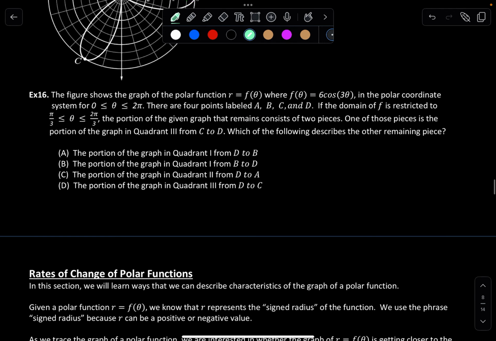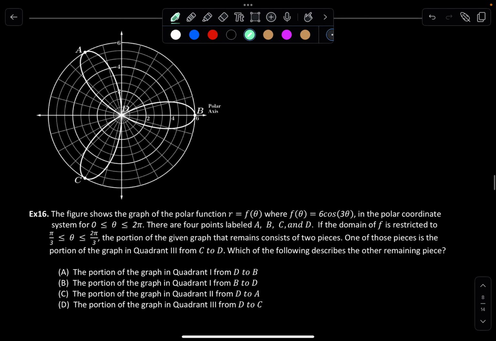All right, let's try this last one. The figure shows the graph of the polar function r equals f of theta, where f of theta is 6 cosine 3 theta. So we have 3 petals that have horizontal symmetry because it is cosine in the polar coordinate system from 0 to 2 pi. There are 4 points labeled A, B, C, and D.